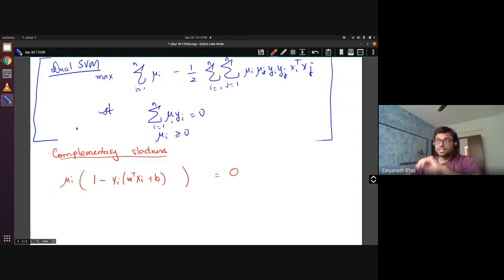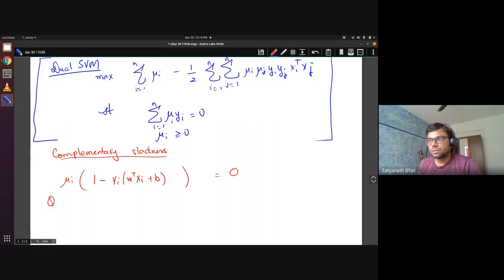Okay, so this is true for the optimal point. Optimal means mu i is already in the dual feasible region and this is w star, b star. I'm not writing that, but that is the understanding. So complementary slackness doesn't hold for every point. It holds only for the optimal point.